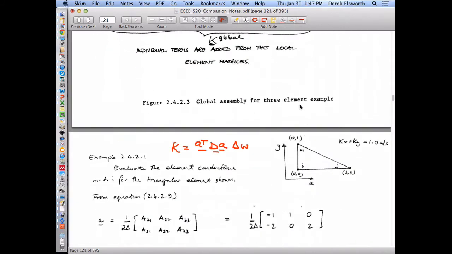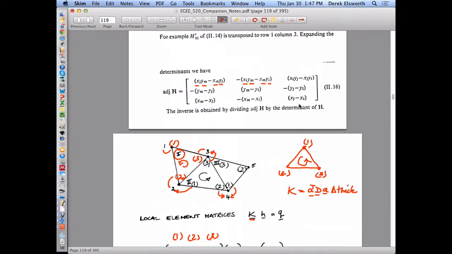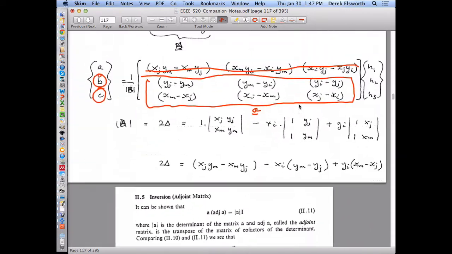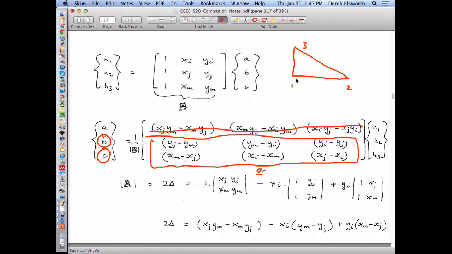Yeah, i, j, m, so 1, 2, 3. And so let's put the coordinates on it. So what this was 0, 0. This was 2, 0. And this was 0, 1 for x3, y3, right, etc. And so what are these magnitudes just for this?